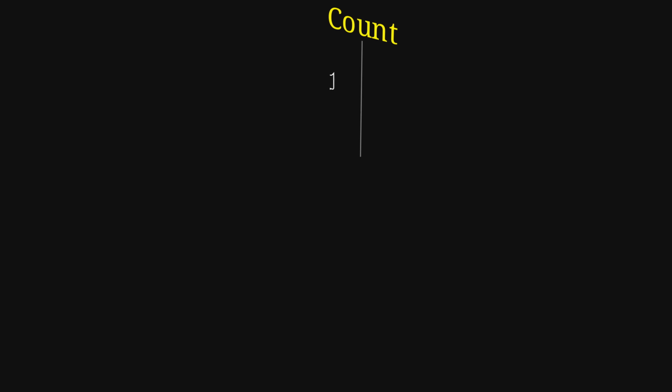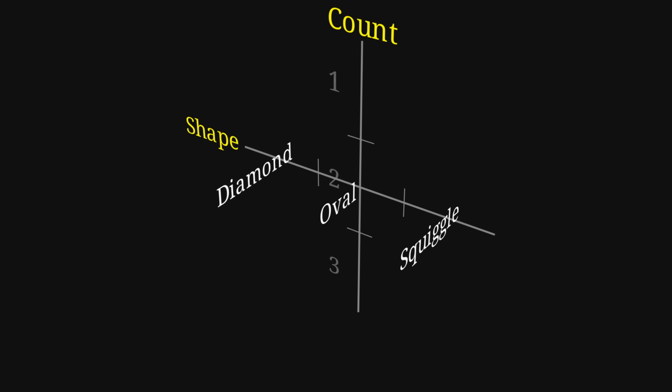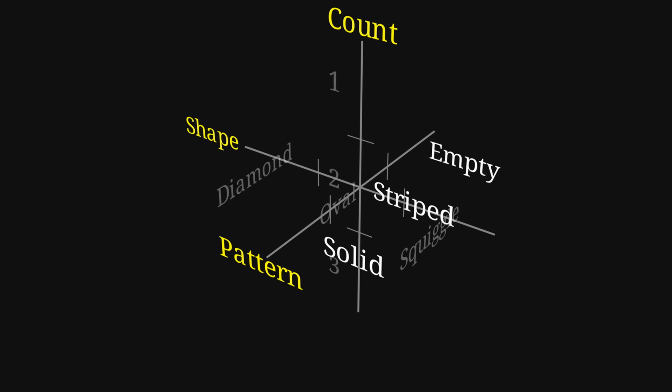Well, almost. There's a slight difference in the geometry that I'll have to explain in a minute. But first, let me make sure that we understand the exact mapping between the card characteristics and our grid position. The vertical axis is now our count from 1 to 3. The horizontal axis is our shapes, diamond, oval, and squiggle. And the depth axis is our fill patterns, either solid, striped, or empty.